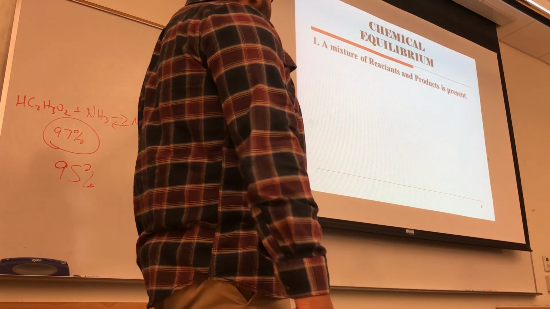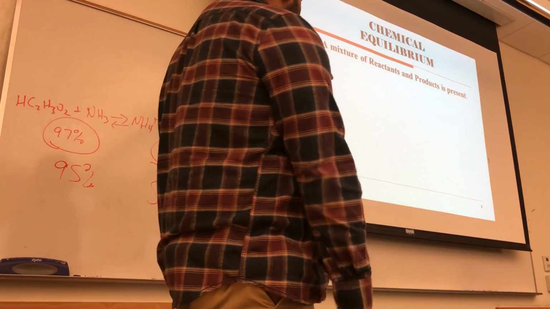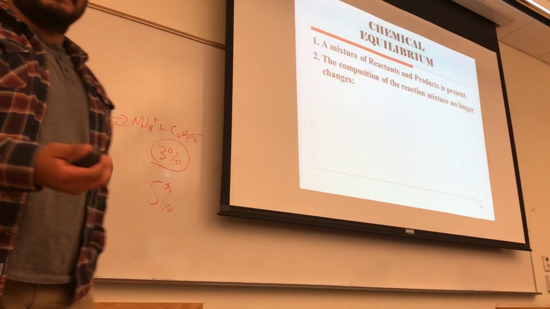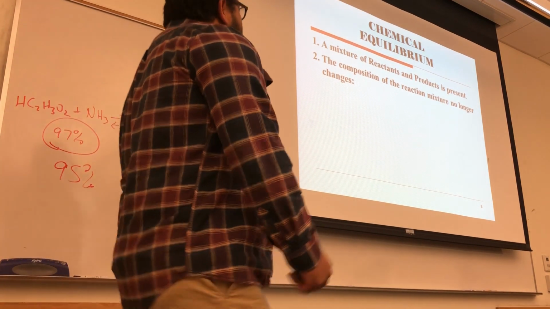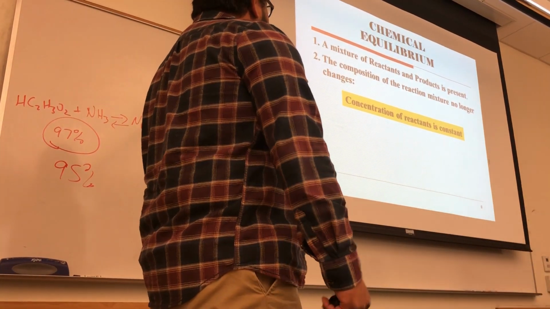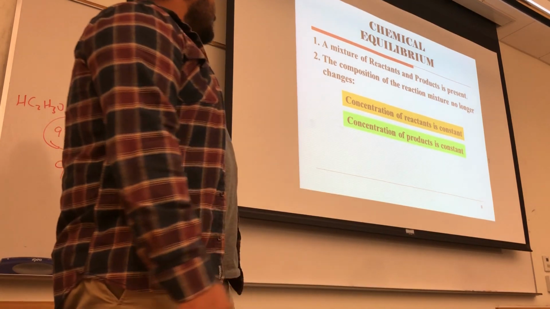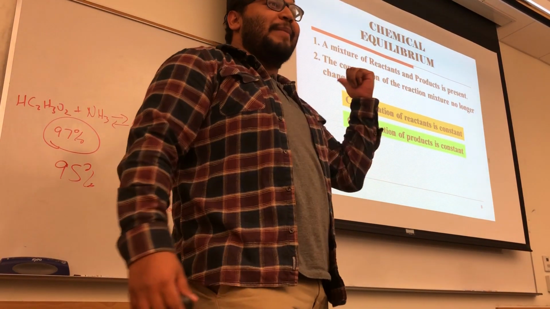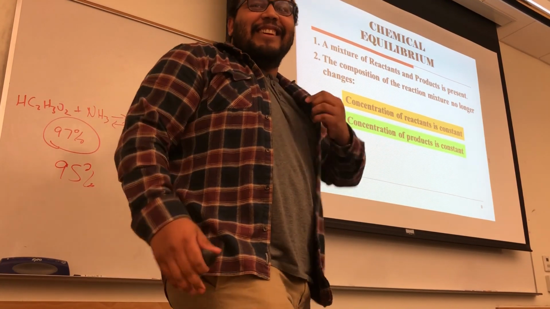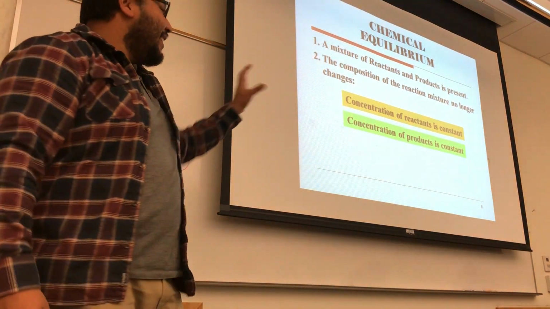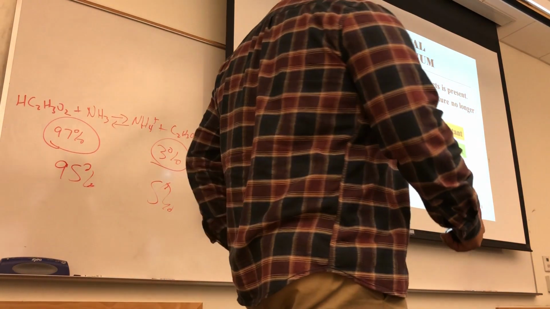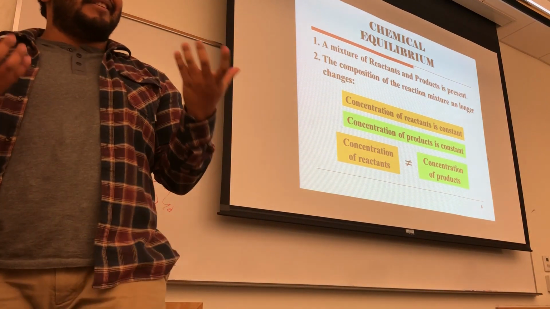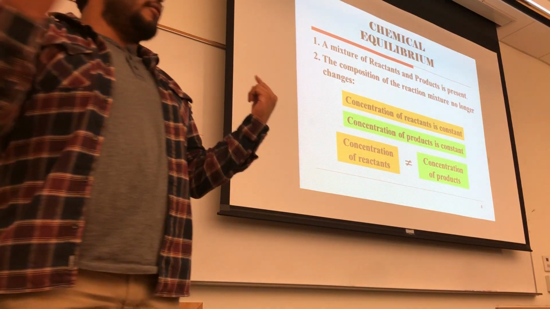Okay. Equilibrium. A mixture of reactants and products is present, and the concentrations are constant. These are all things that we've stated already, right? At equilibrium, our concentrations are going to stay constant. That's probably been said 30 times already. The rates are equal, the concentrations are constant. But that does not necessarily mean the concentrations are the same on both sides. It just means that they're changing at the same rate in both directions.